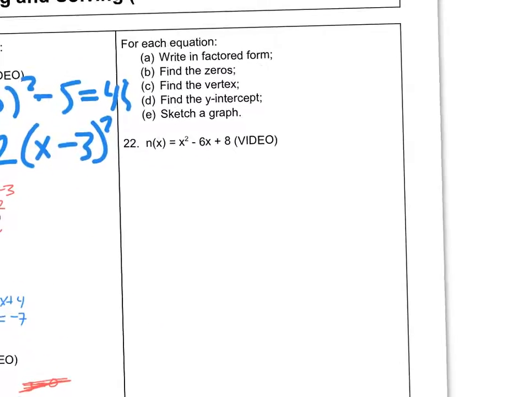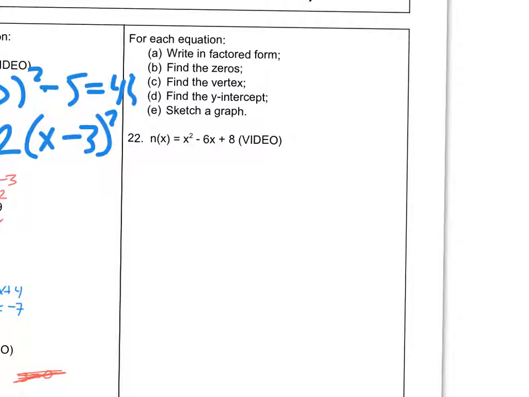For the next part, we've got to factor, find zeros, vertex, intercept, and sketch a graph. This is what we were doing in class in third block, and was just kind of the application of factoring. First thing I've got to do is factor this. In this case, a times c, we're looking at 8, and b, we're looking at negative 6.